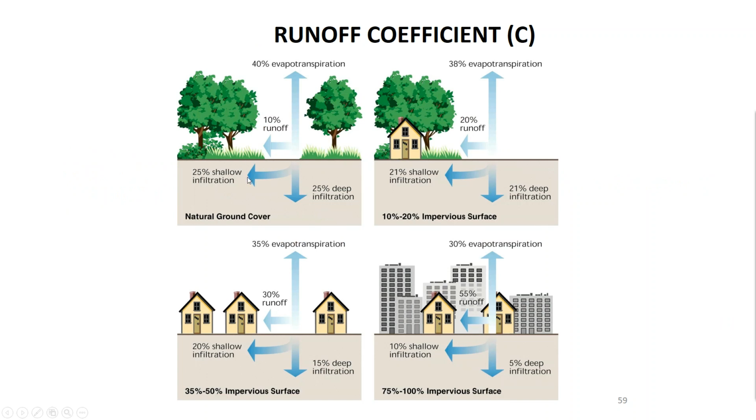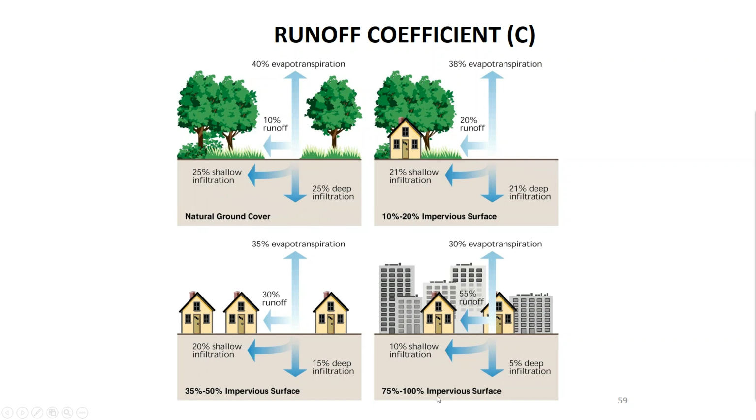So you can see with natural ground cover, it all depends on the soil, of course, 25% would go to deep infiltration, another 25% shallow infiltration. So 50% of the rain is actually going to infiltrate into the ground. 40%, if it's vegetated, is going to evaporate. It's going to be taken up by the trees, and they breathe out carbon dioxide and water. So only 10% of the water that falls on the ground there, the rain, is going to affect your stormwater system.